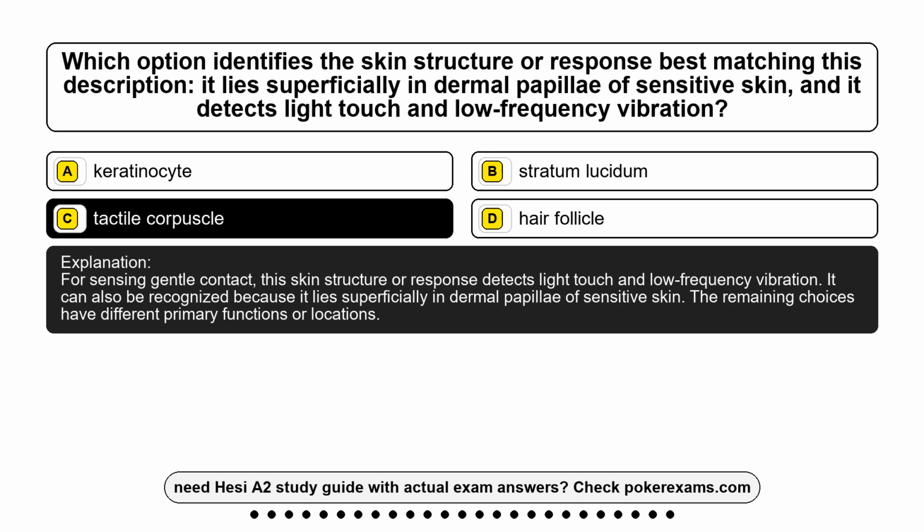For sensing gentle contact, this skin structure or response detects light touch and low-frequency vibration. It can also be recognized because it lies superficially in dermal papillae of sensitive skin. The remaining choices have different primary functions or locations.